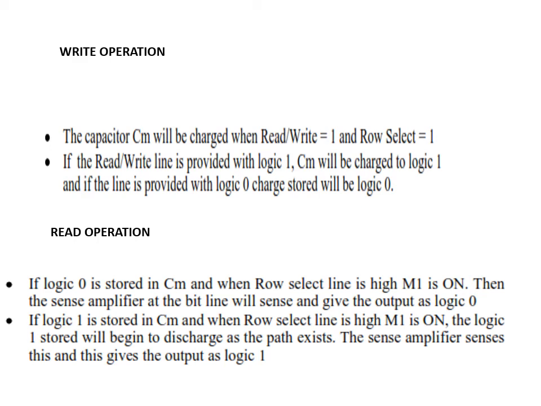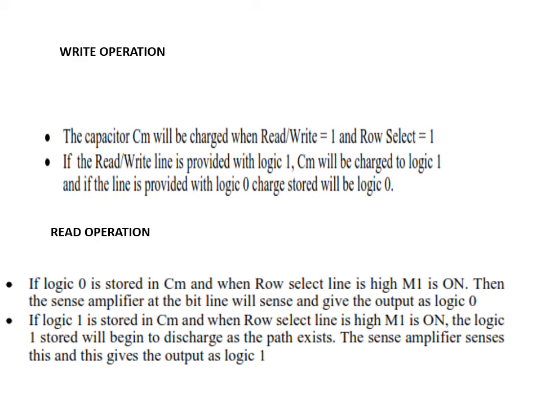For write operation, the capacitor CM will be charged when the read or write control input is 1 and row select is equal to 1. If the read or write control line is provided with logic 1, then CM will be charged to logic 1, and if the line is provided with 0, the charge stored in the capacitor will be logic 0.